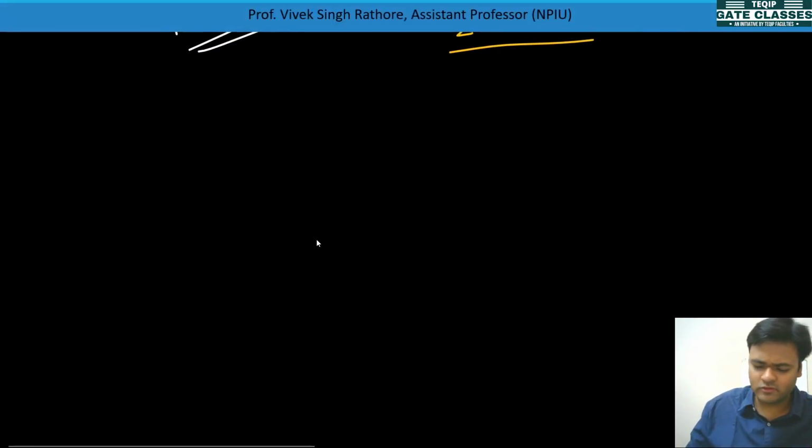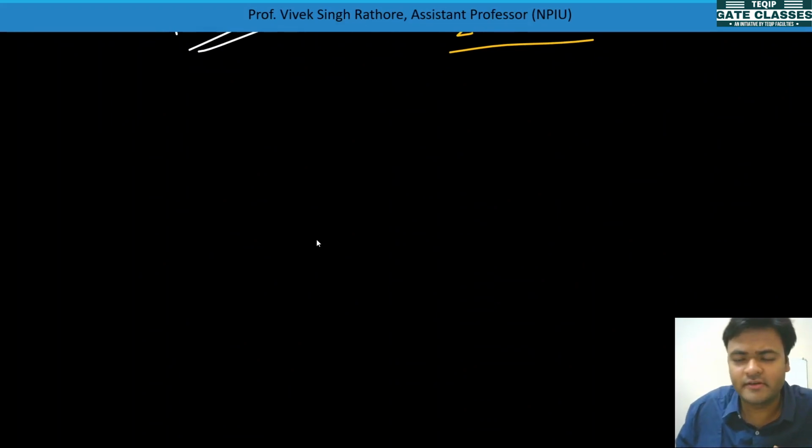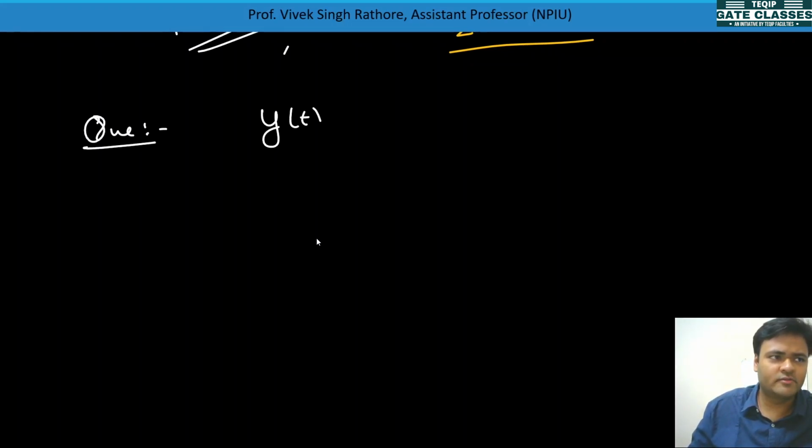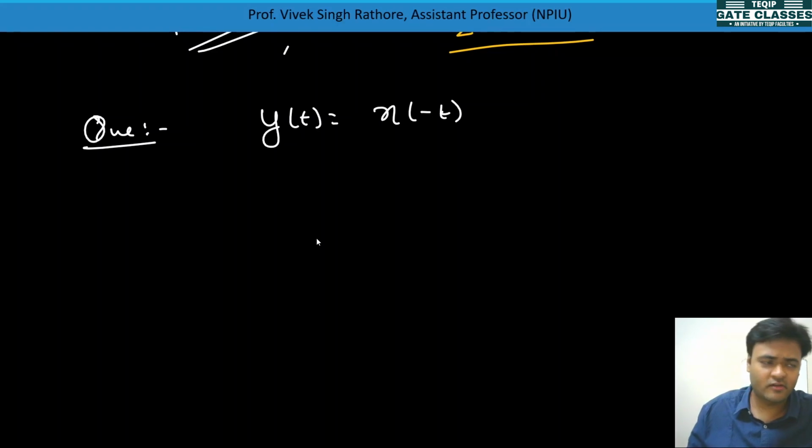We'll take some other examples also, so that you are comfortable in judging whether a system is linear or not. So we'll take one more example. See, the example is y(t) is equal to, let's suppose, x(-t). We need to check whether it is linear or not, so we'll check the homogeneity and superposition principles. First we need to calculate a times y(t). So a times y(t) means a times x(-t).